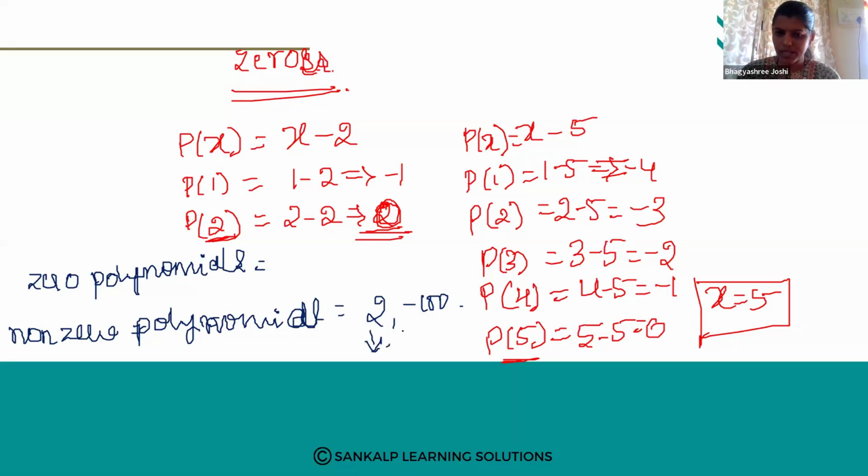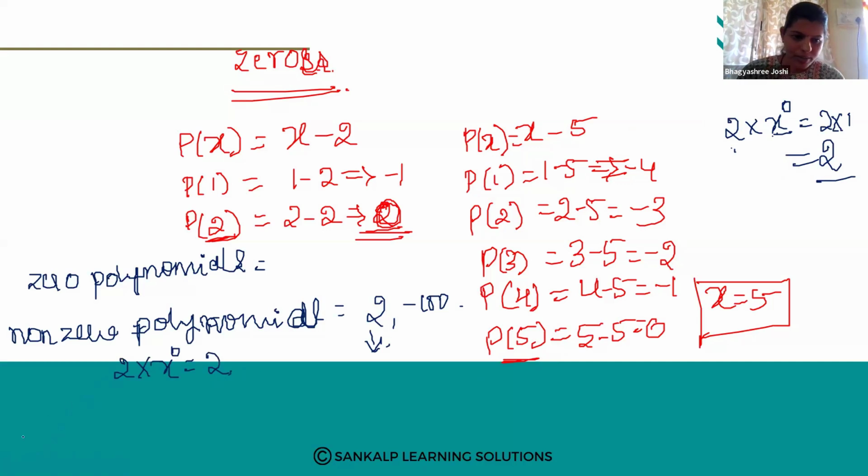So what is the degree of this polynomial? 2 is also a polynomial. Why? Because if I write 2 into x raised to 0, x raised to 0 means it is 2 into 1. So 2 is also a polynomial because it has one constant and one variable. So now tell me the degree of this polynomial. Yes. Degree of this polynomial is 0, since 2 into x raised to 0 is 2 only.